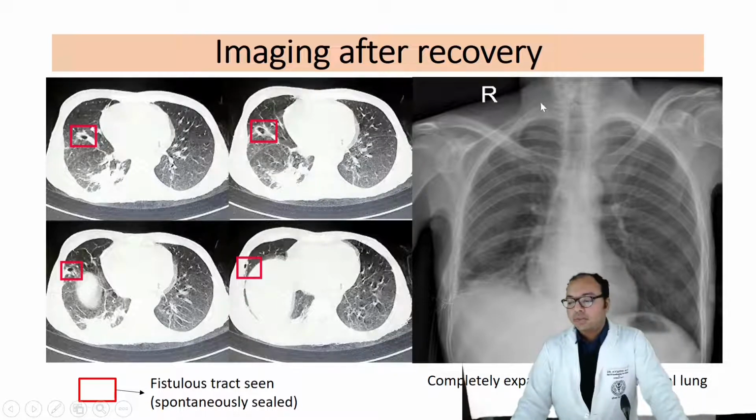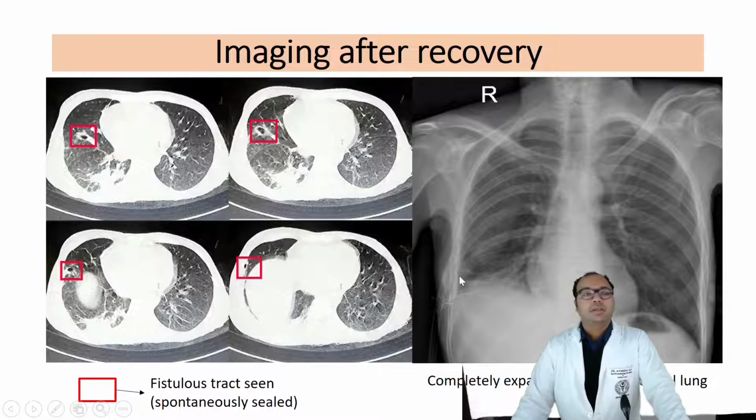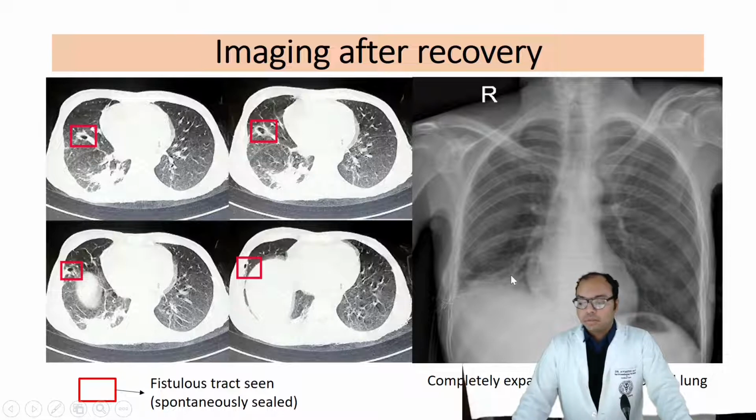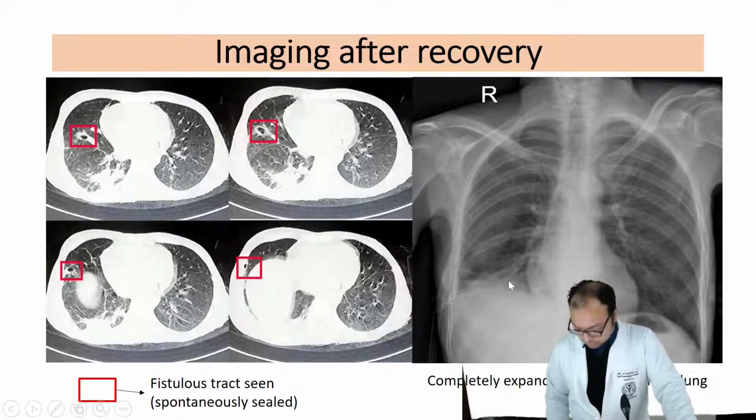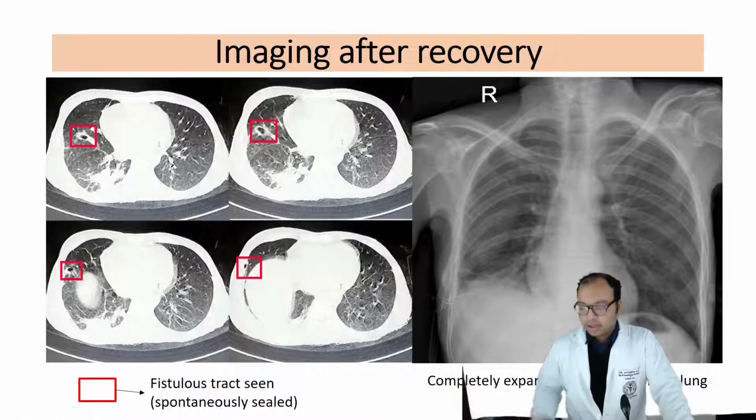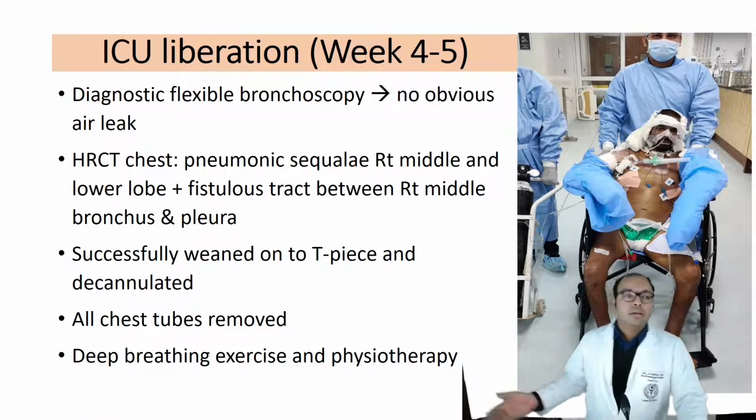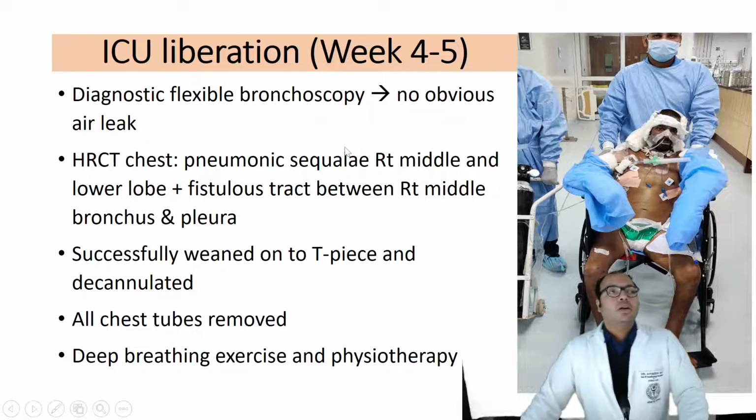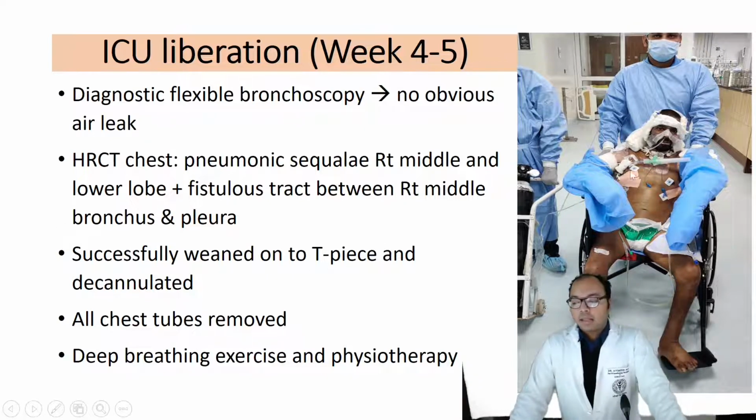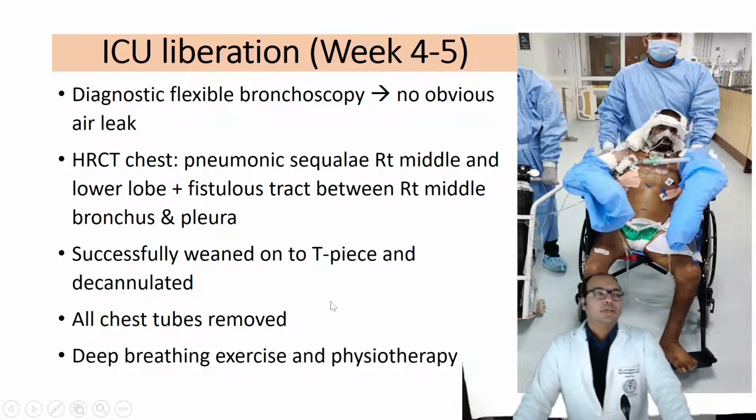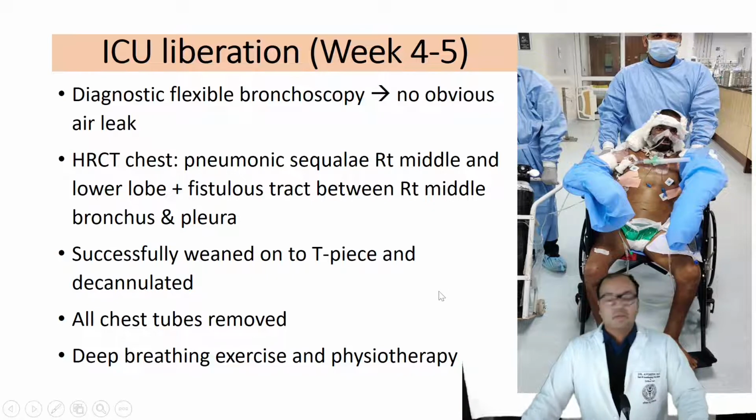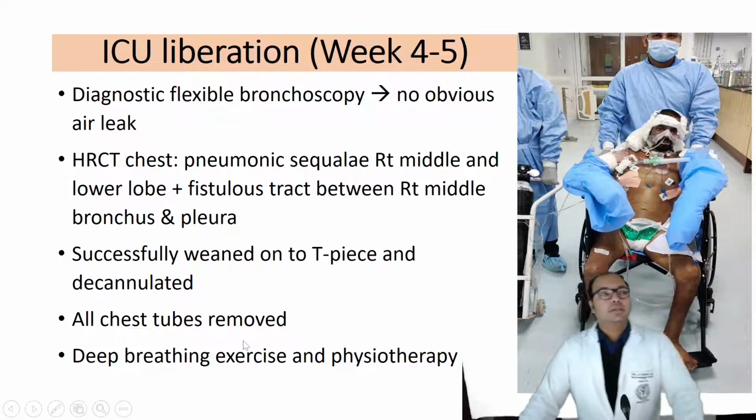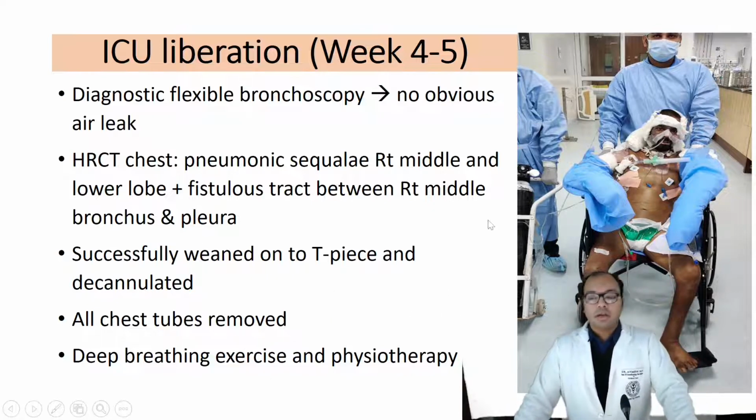And on the right-hand side, we can see that after all these acute events had subsided, the patient had a near normal lung with minimal fibrotic changes. And the ICDs by this time had also been removed. So we started liberating the patient from the ICU. The patient was gradually weaned to TPs, and then subsequently all the chest tubes were removed, and supportive care in the form of chest physiotherapy and deep breathing exercises were continued after the patient was decannulated.